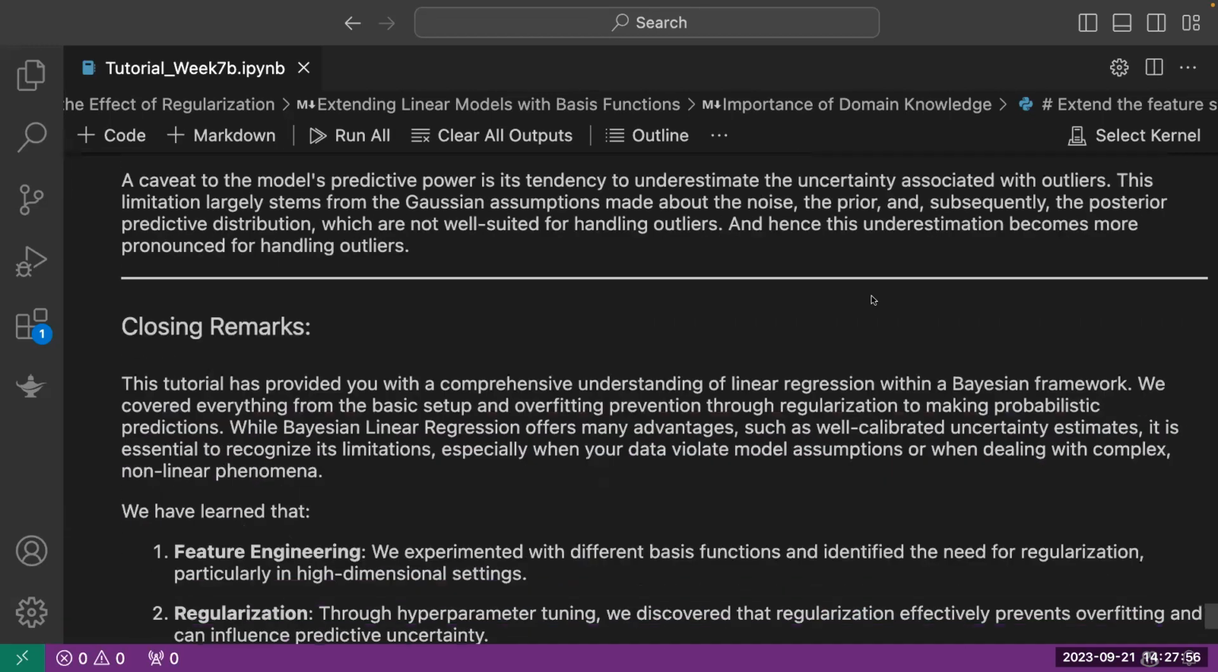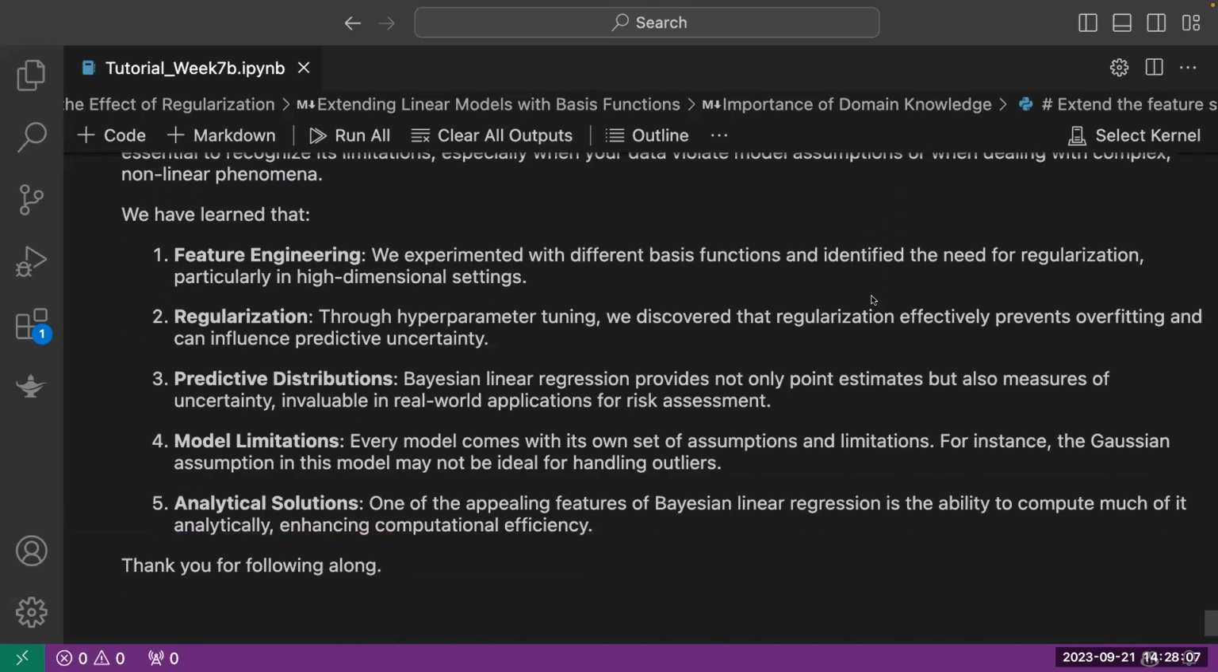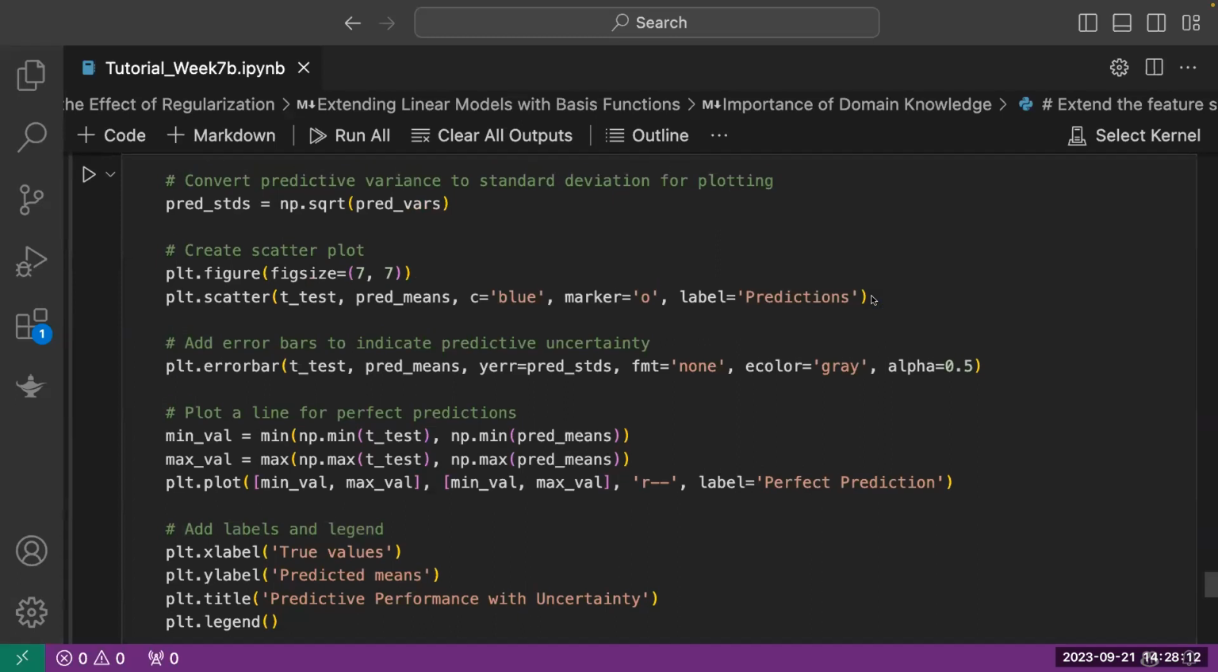So here is the linear regression. Next week, we will start with classification, but in the linear regime, in the Bayesian regime. And then, if you have any questions, feel free. Yep, I will stop here.